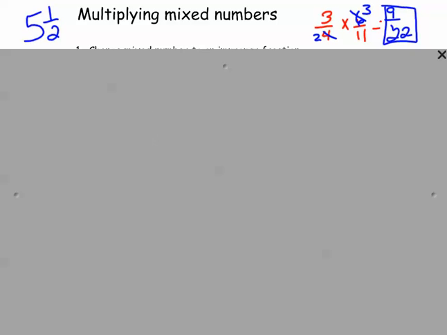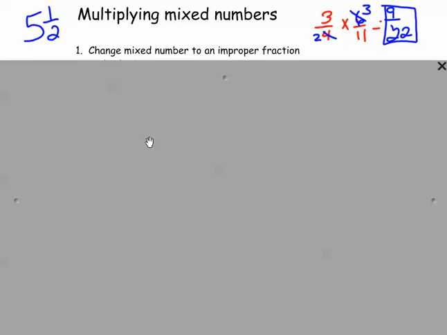So first thing you need to do is change your mixed number into an improper fraction. And remember, we do that by multiplying the denominator times the whole number. So 2 times 5 is 10, and then you add the top, which would be 11, and you keep the same denominator. Okay? So you multiply the denominator times the whole number, then add the top. So that's what you would do first.